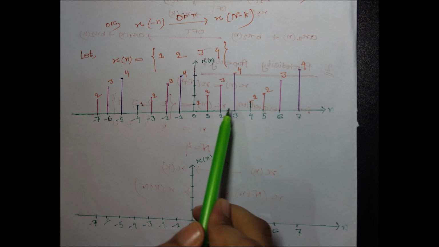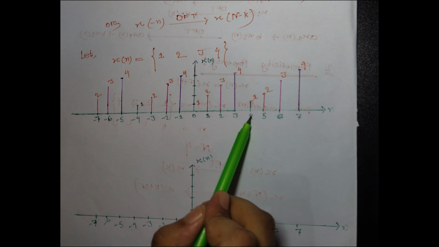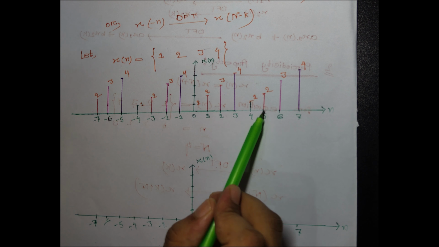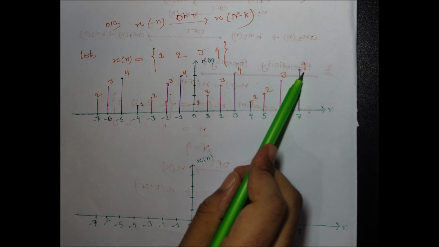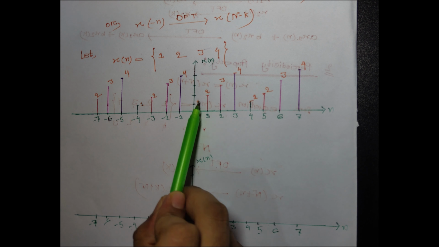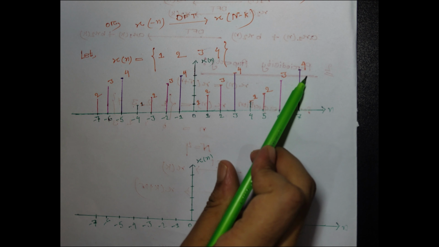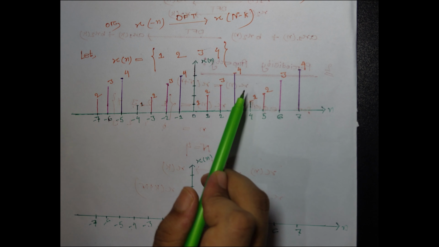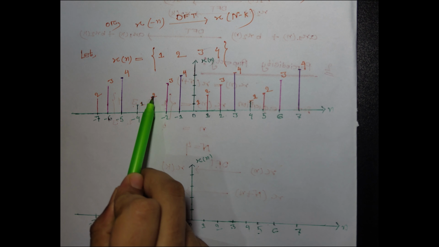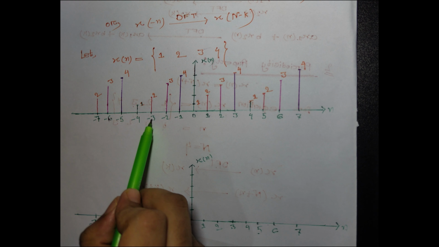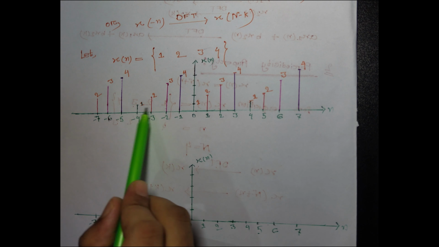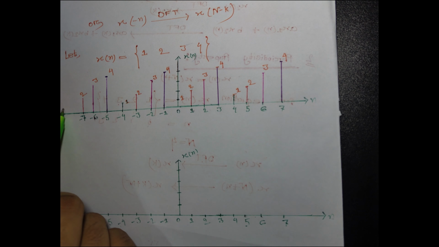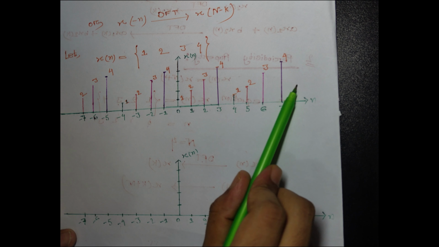This is repeating again. At 4, the magnitude is 1. At 5, the magnitude is 2. At 6, the magnitude is 3. At 7, the magnitude is 4. That means the magnitude is 1, 2, 3, 4, 1, 2, 3, 4, and it is also repeating on the left side: 1, 2, 3, 4 at the minus 4, minus 3, minus 2, minus 1 positions. This continues from minus infinity to plus infinity.